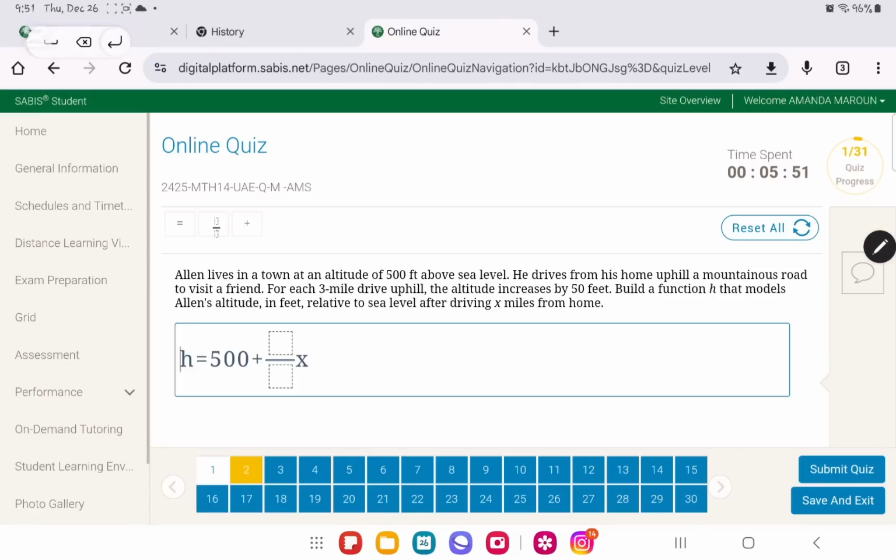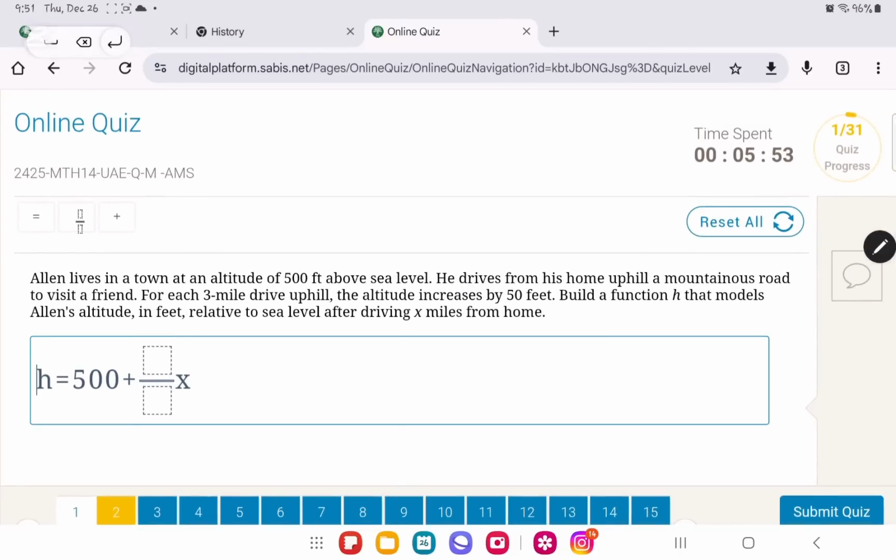Now we move on to question number 2. Alan lives in a town at an altitude of 500 feet above sea level. Let us say that sea level is 0, the initial level, okay? 500 feet above sea level is the fixed altitude that we have. He drives from his home, his house, I mix them together, sorry, his home, uphill a mountainous road to visit a friend.